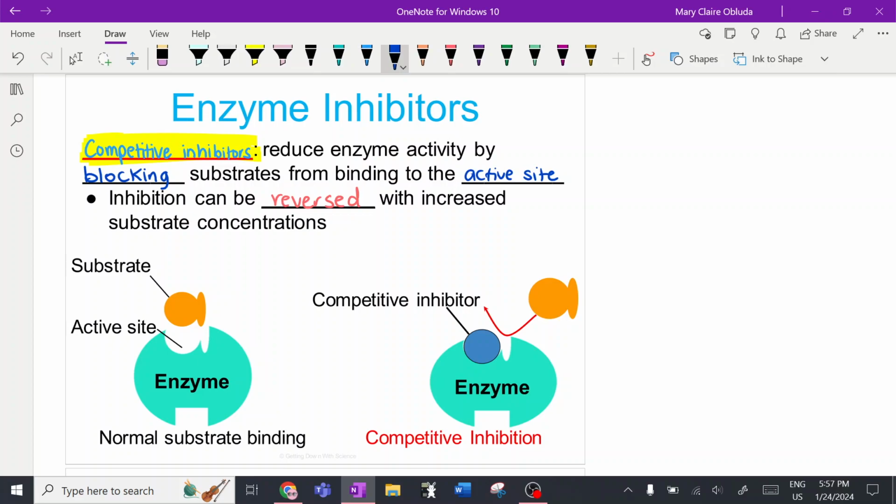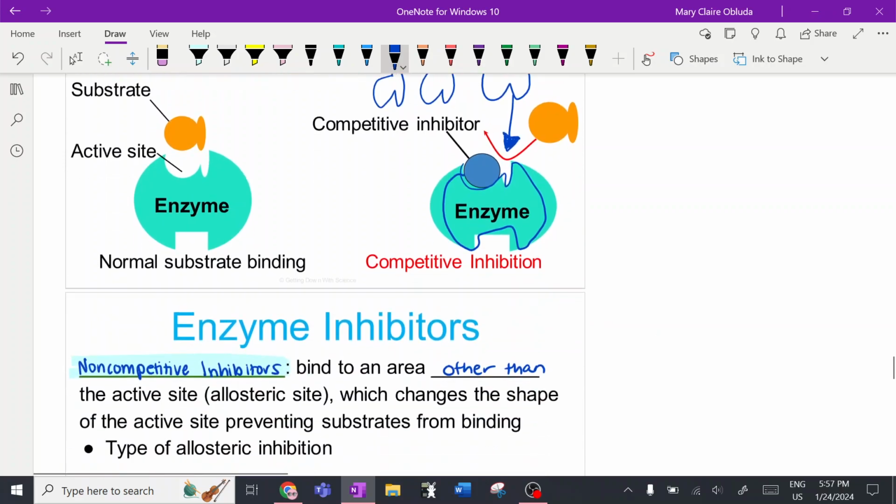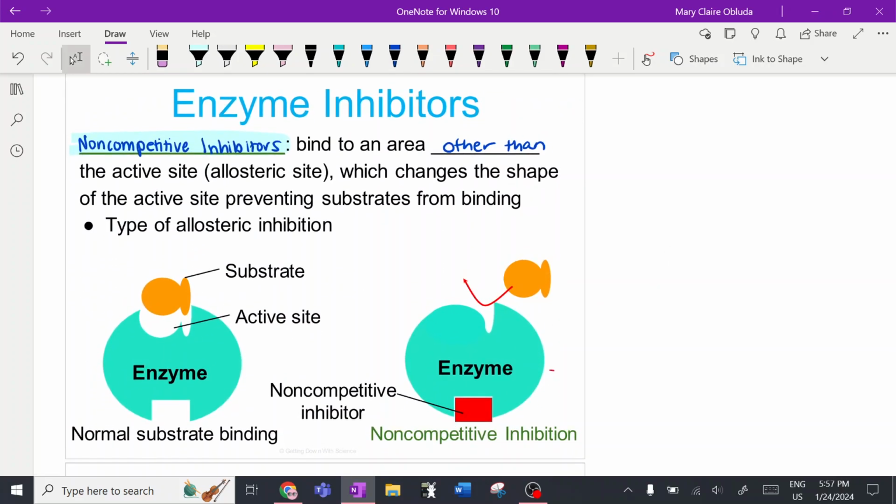So this can be reversed if there are a lot of these goldfish-looking substrates. When the enzyme goes to bond with a substrate, it will more likely pick the goldfish one and fill that spot rather than the competitive inhibitor. So when there's more of the substrate than the competitive inhibitor, it's more likely that the substrate will bind with the enzyme and that the inhibition will be reversed. How about non-competitive inhibitors?